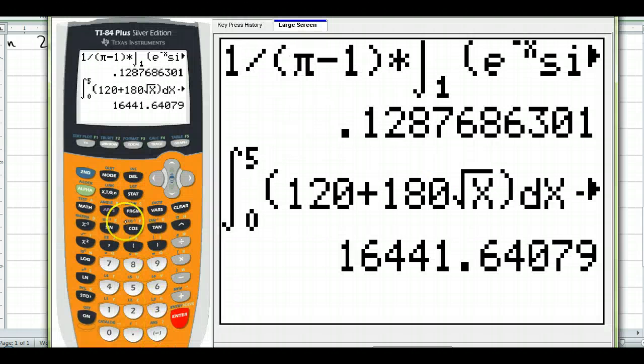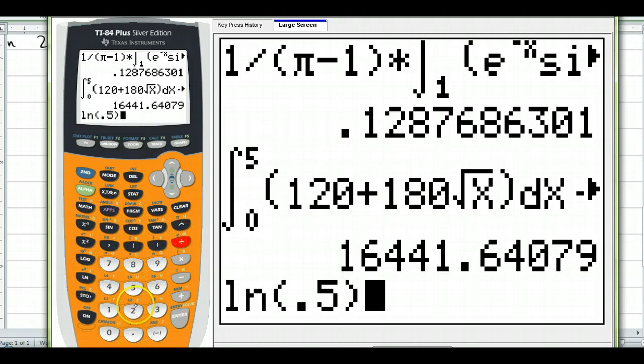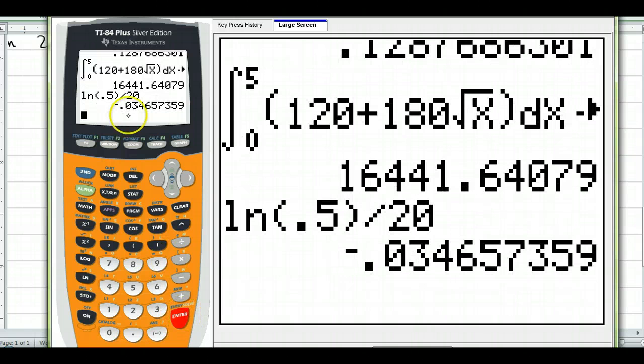So let's take the calculator, let's do ln of 0.5 divided by 20, and we find negative 0.0346, about negative 0.035. That's D.